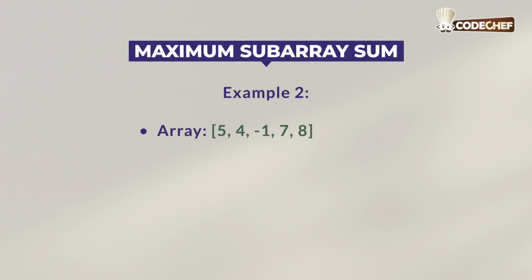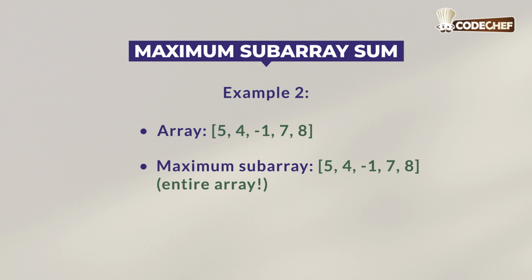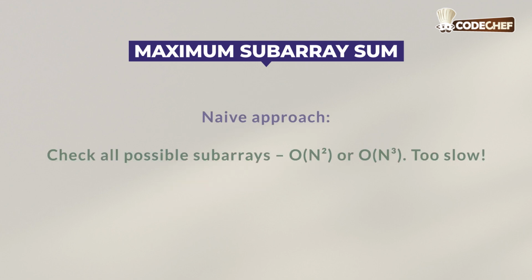Example 2. We have array 5, 4, -1, 7, 8. The maximum sub-array is 5, 4, -1, 7 and 8, the entire array itself. The sum of all of these elements is 23. A naive approach would be checking all possible sub-arrays, which has a time complexity of big O of n squared or big O of n cubed, which is too slow.